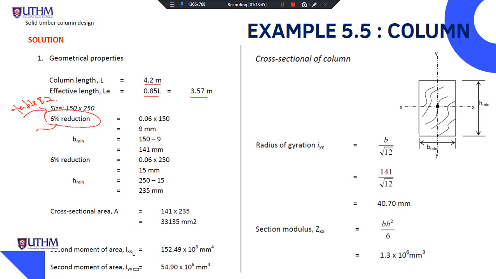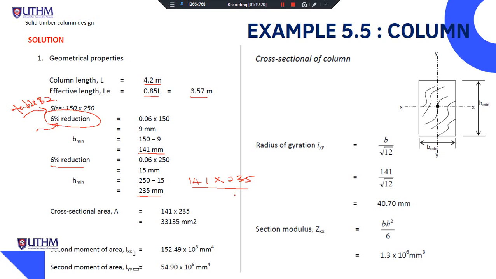So this is the maximum value for the reduction percentage. Finally, we get the B minimum based on this 6% reduction, which is equal to 141 millimeter. And the H minimum due to the 6% reduction is equal to 235. So our minimum size is 141 multiplied with 235, the B, the width, and also the height. So this is the minimum size.